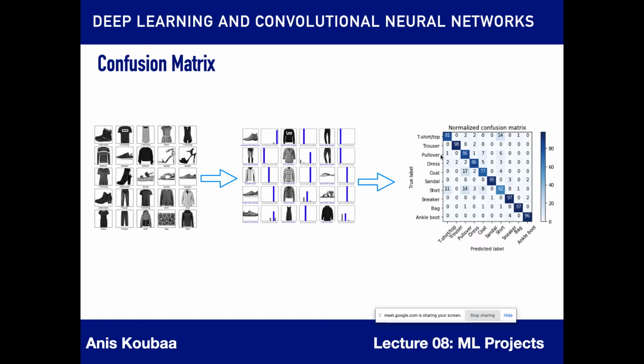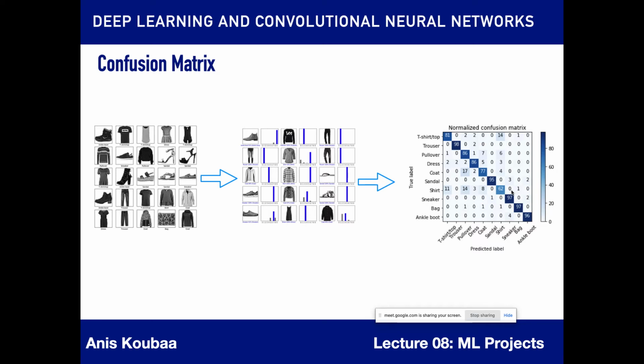Now, for example, if you look at the ankle boot down here, 96 were correctly classified. So this means it has high accuracy. Only 4 were misclassified, and all of them were just confused with sneakers. So this kind of table tells you what the strategy is in order to fix the problems.